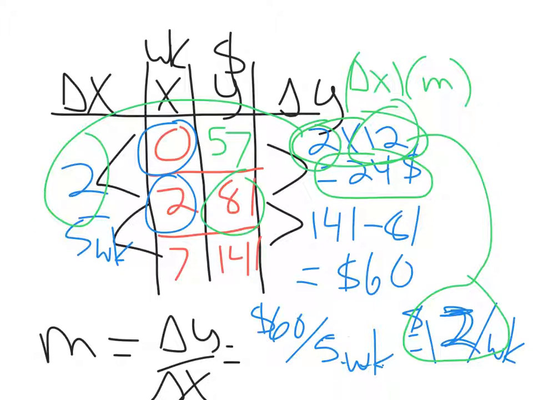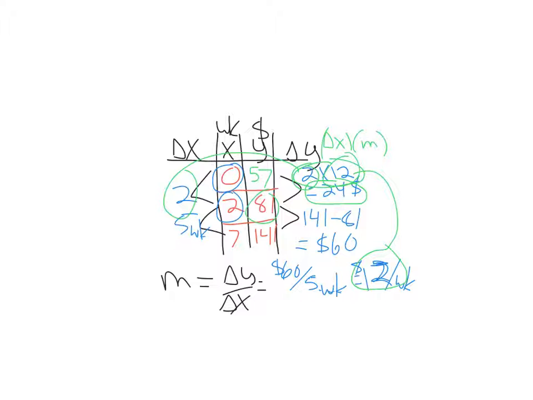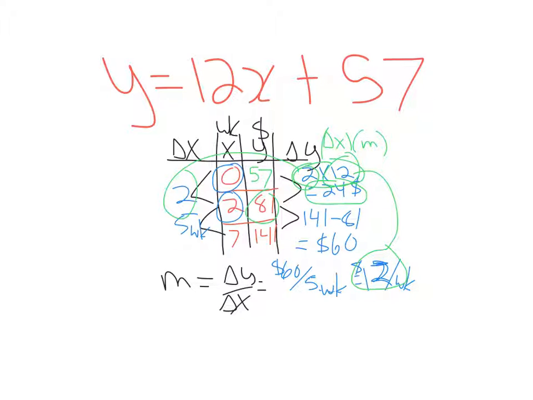Okay, so the last thing I probably should do is write down the equation. And in this case, the equation is going to be y equals 12x plus 57. So $12 per week multiplied by the number of weeks, plus I started at $57, okay? So I started at $57 at 0 weeks, and it's $12 per week. So now I can use that equation in a variety of ways by substituting in either x or y.